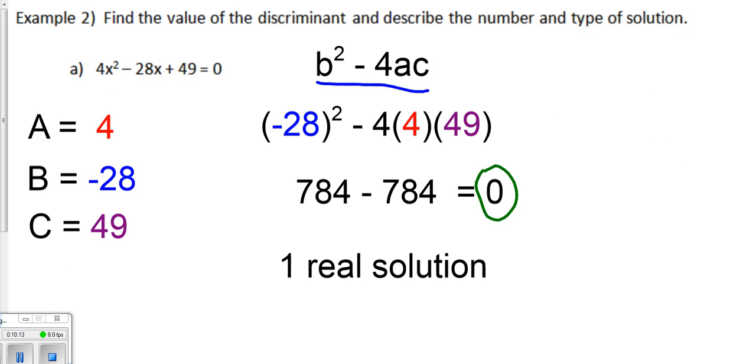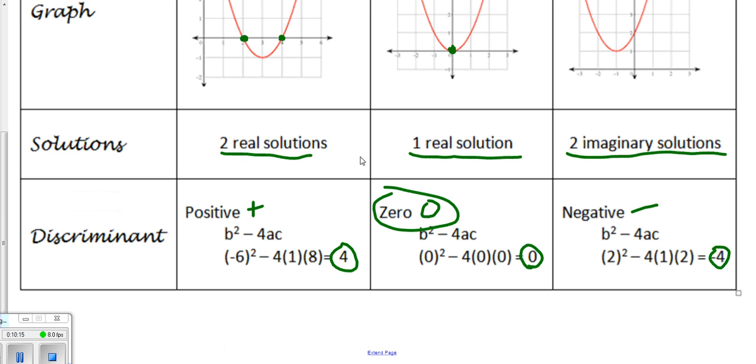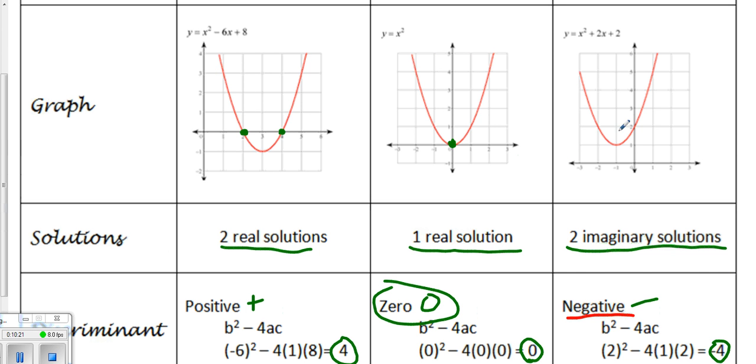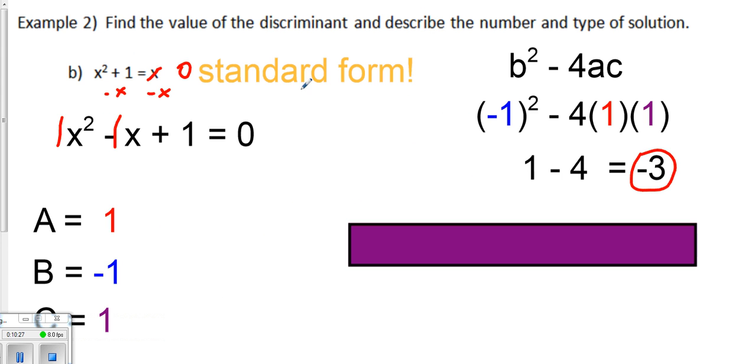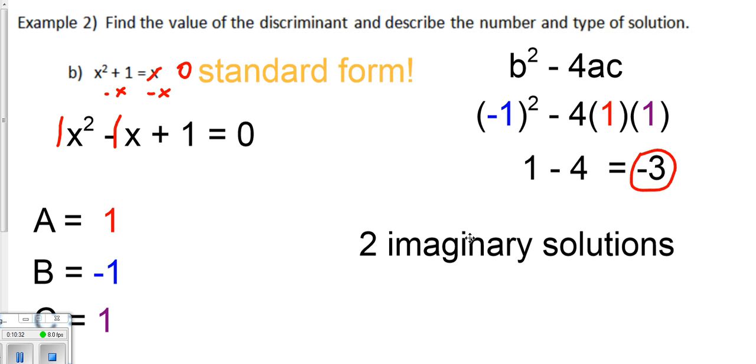Now again, I'm going to go back here. If we look back at our table, when the discriminant is negative, there are two imaginary solutions. It looks something like this. Our parabola will never touch this x-axis. So we would say, if this is negative, there are two imaginary solutions.